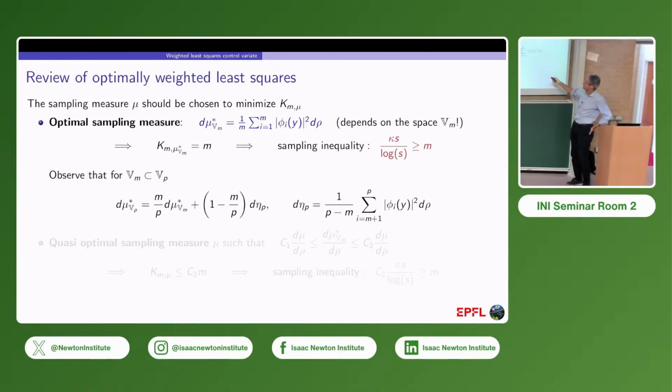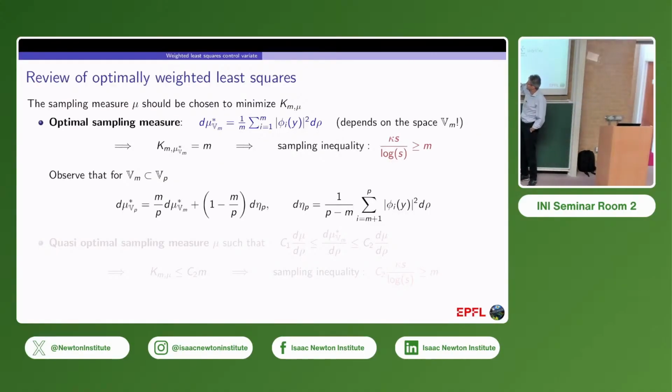Rho is a target, and this is a definition of my... Okay. And actually, it's not difficult to see that if we increase the space, this sampling measure will change. So this sampling measure depends on the space, but we could build it in an incremental way.